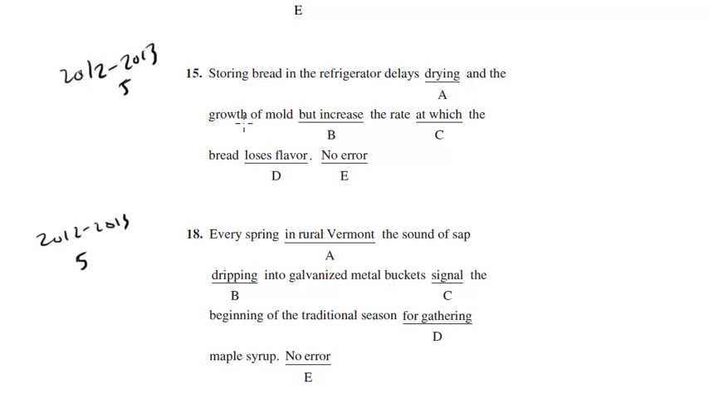Storing bread in a refrigerator delays drying and the growth of mold, but increase the rate at which the bread loses flavor. Okay, so here we can see there's actually kind of a parallel clue that gives us a hint. We look at but increase, and we say, well, wait a minute. What is the subject here? So we have storing bread in the refrigerator delays, singular, right? Singular verb. Here's our subject, which is also singular. Storing bread delays drying and the growth of mold, but increases the rate at which the bread loses flavor. So again, this needs to be singular. Subject is storing bread, which is singular. Right now it's plural. So B is the answer.